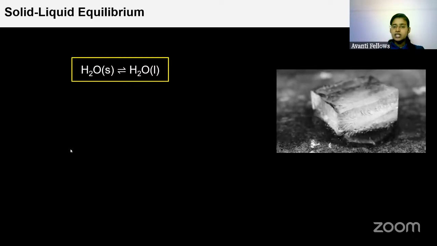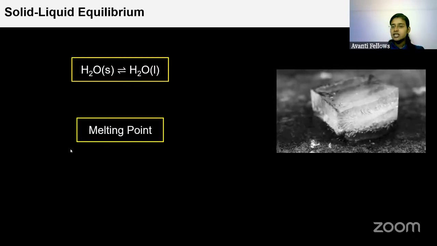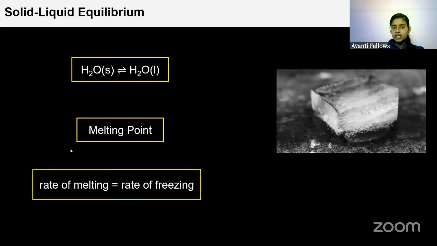So, if the solid is getting converted to liquid, then we can say that the system is melting, and we call that temperature the melting point. What is melting point? The rate of melting will be equal to the rate of freezing. If they are equal, and rate means speed, the speed of melting and the speed of freezing are equal, then we can say that the solid is in equilibrium with the liquid. Got it? This is solid-liquid equilibrium.